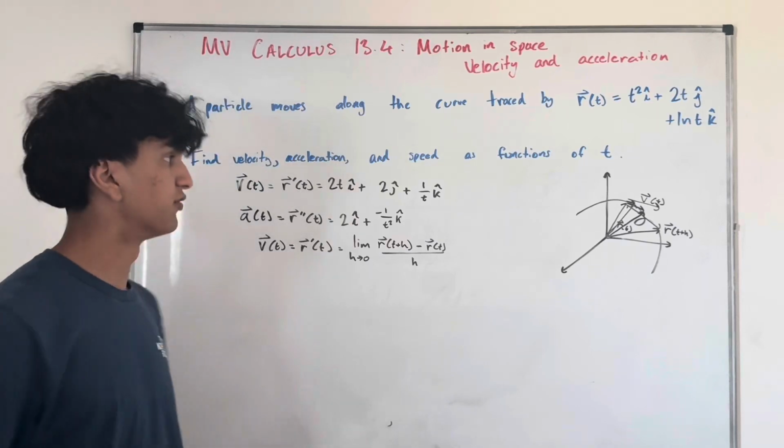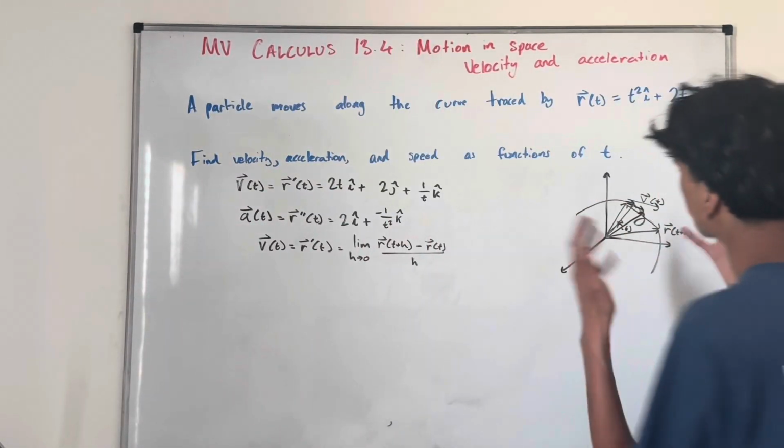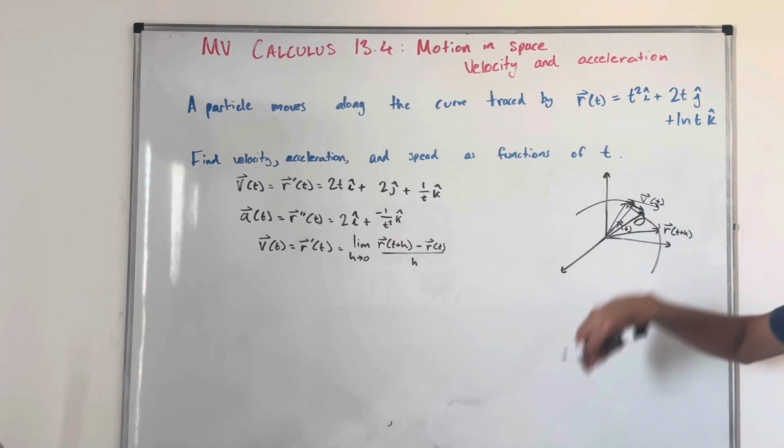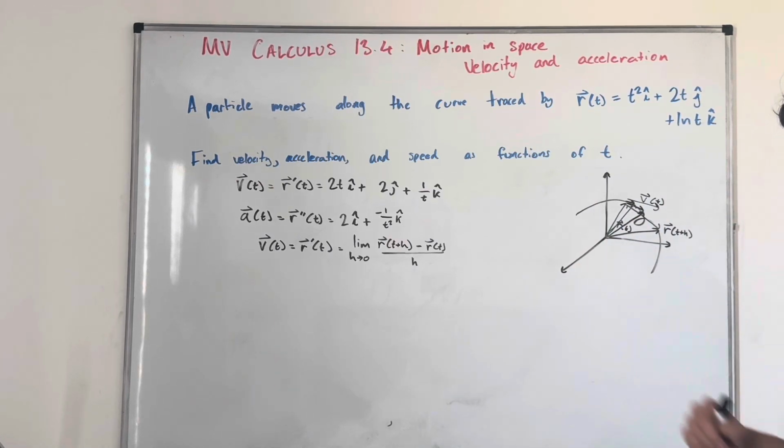And it's going to be tangent to the curve. So that's just one thing I want you guys to understand visually, right? Visually, that's what velocity looks like. It's tangent to the curve.